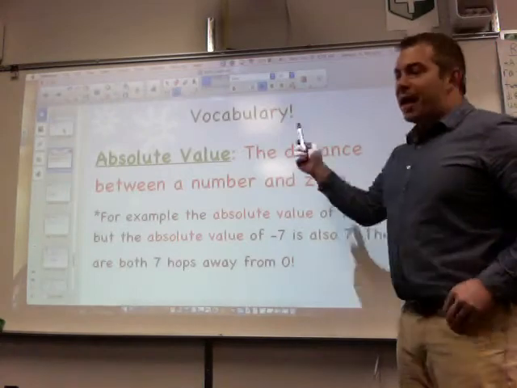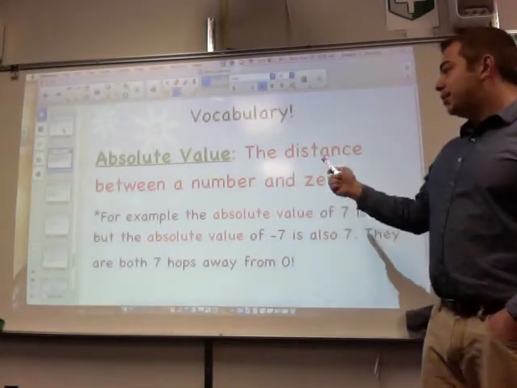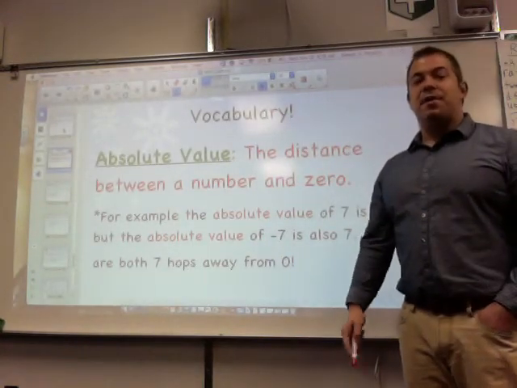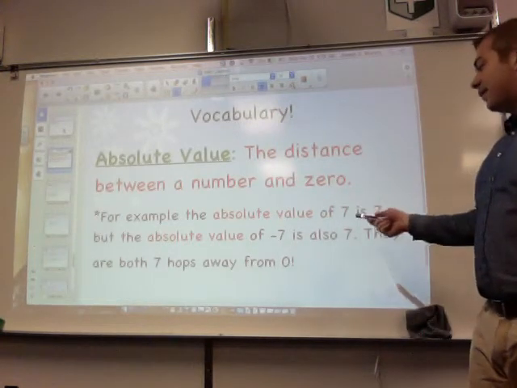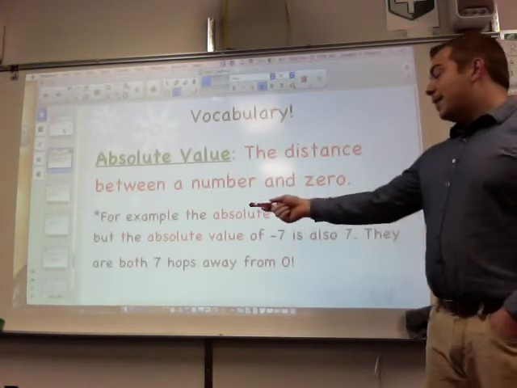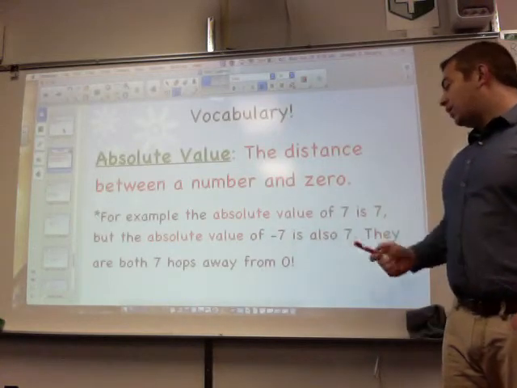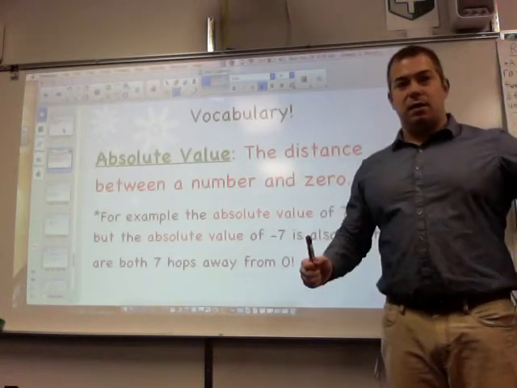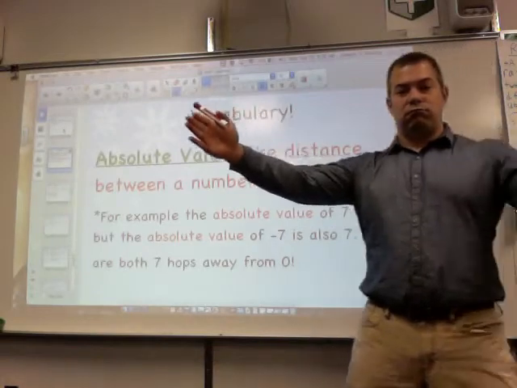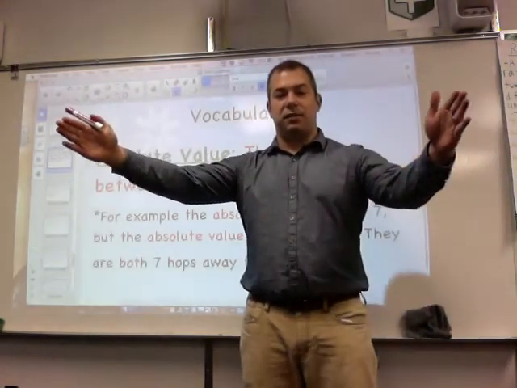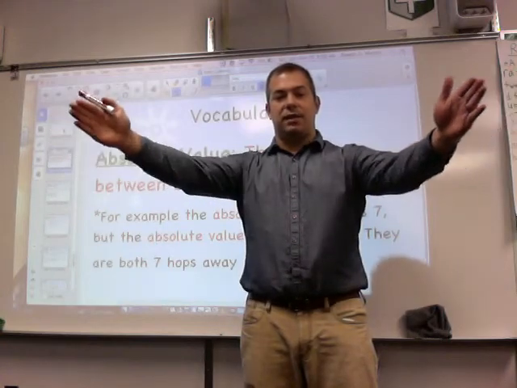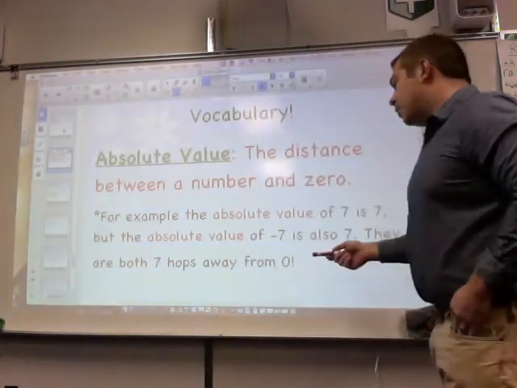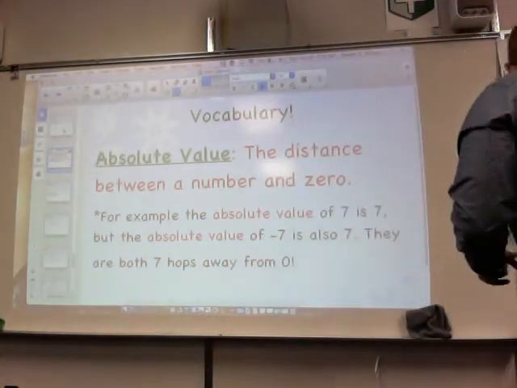All right, let's go over our vocabulary. Absolute value, the definition: the distance between a number and 0. For example, the absolute value of 7 is 7, and the absolute value of negative 7 is also 7, because both 7 and negative 7 are exactly the same distance from 0. They're both 7 hops away from 0.